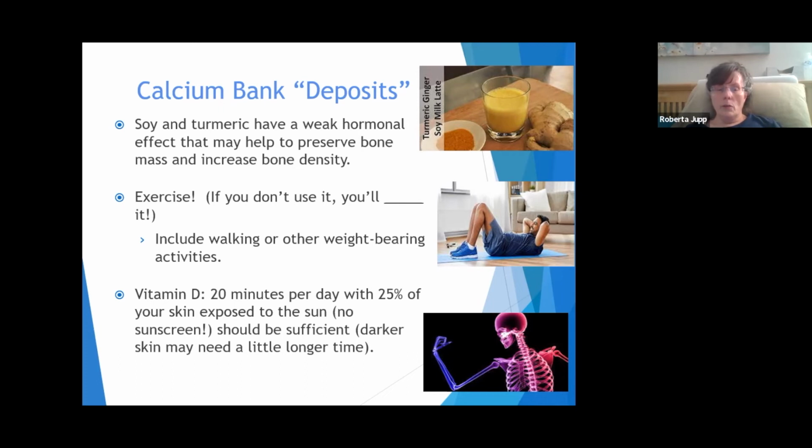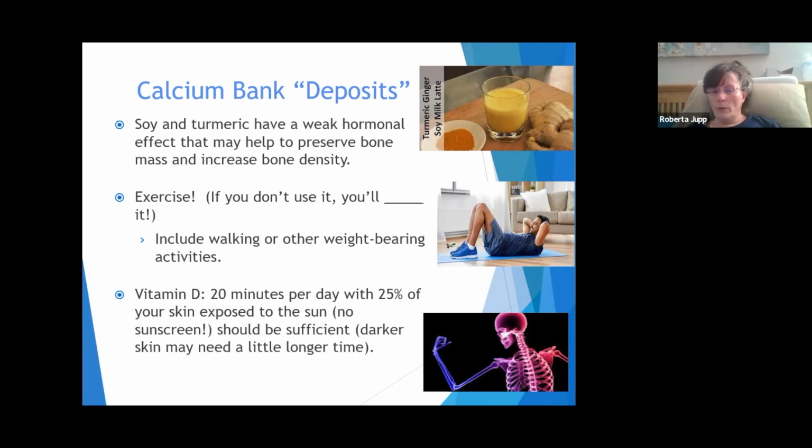Turmeric also has a hormonal effect that helps to preserve our bone mass. And up at the top of the slide, you can see here that they call it golden milk, and they take soy milk and they put a little turmeric in there. And some people like it hot in the evenings, but that combination can really help the bones. And they even put a little ginger in there if you like it spicy.